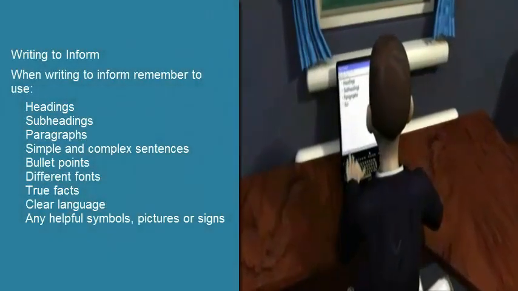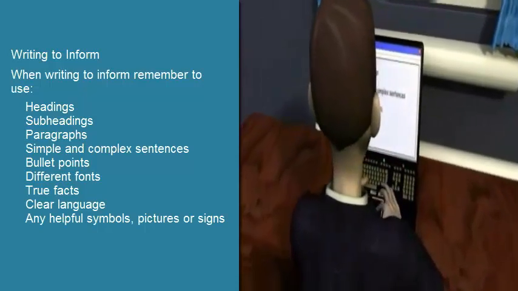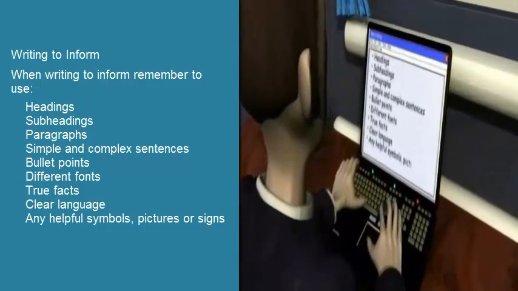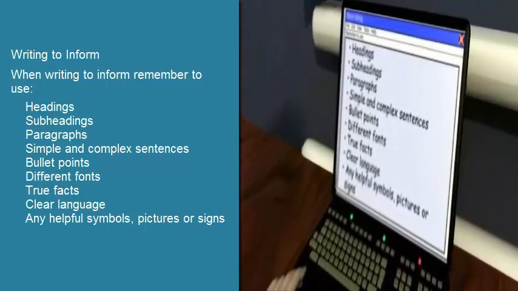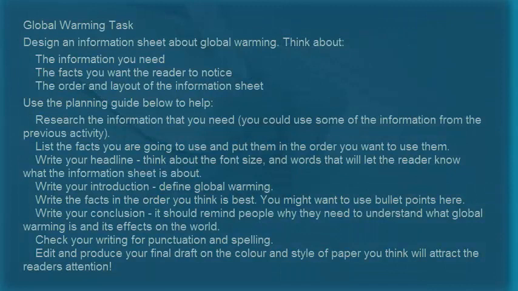When writing to inform, remember to use headings, subheadings, paragraphs, simple and complex sentences, bullet points, different fonts, true facts, clear language, any helpful symbols, pictures or signs. Global warming task. Design an information sheet about global warming. Think about the information you need, the facts you want the reader to notice, the order and layout of the information sheet. Use the planning guide below to help.